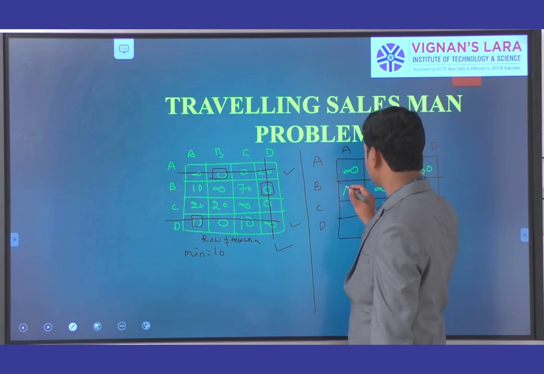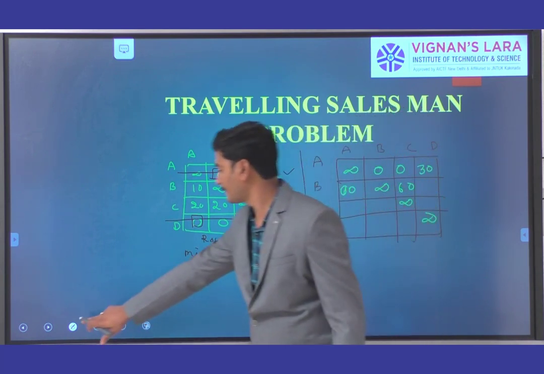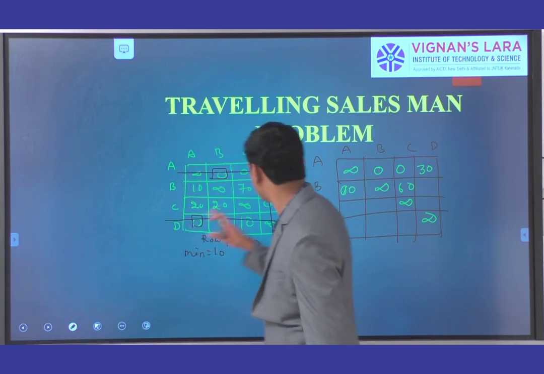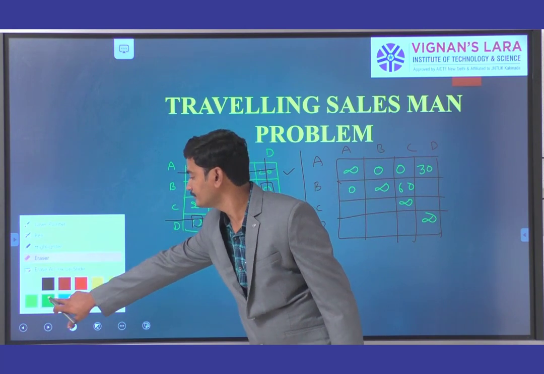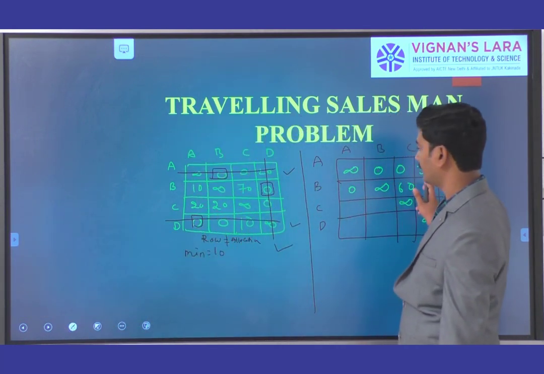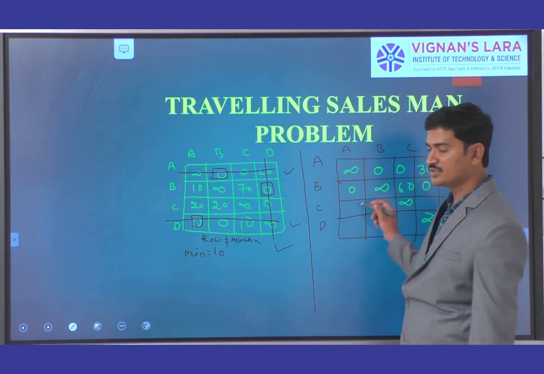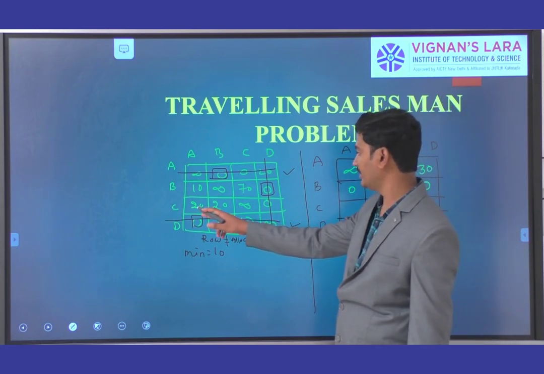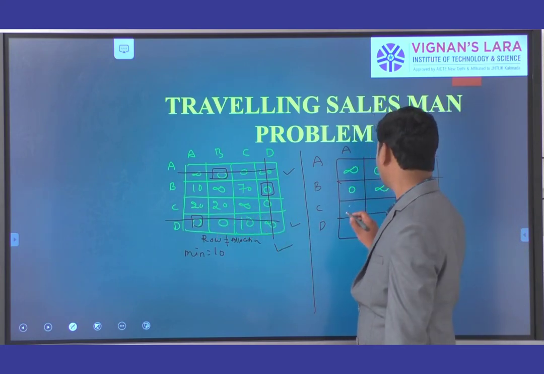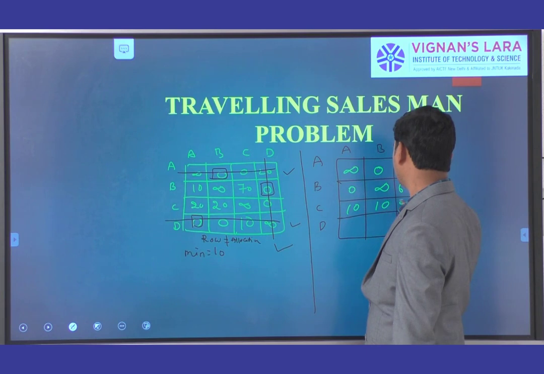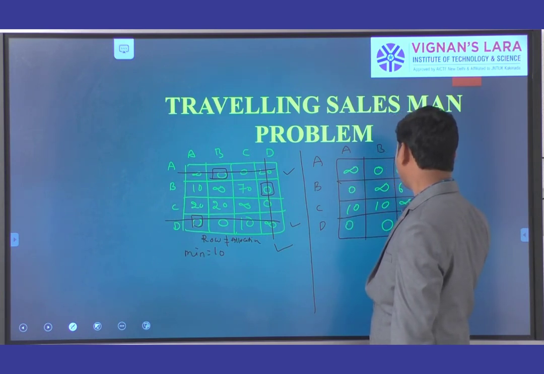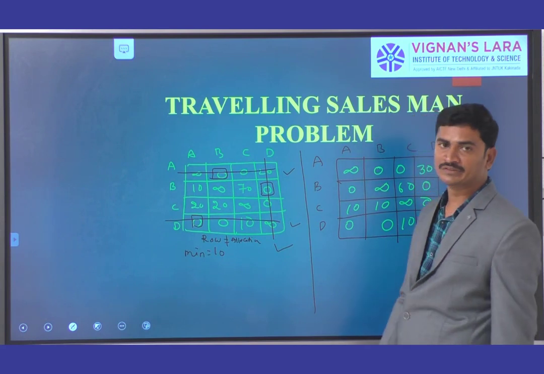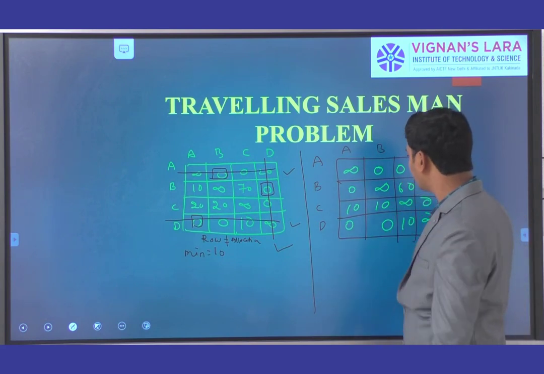Okay, 10 minus 10 means 0. Here 0 single line pass means there is no change. Next coming to this, here 20 is there, 10, 10, infinity, 0, here 0, 0, 10. Again we are going to do the row scanning and column scanning.